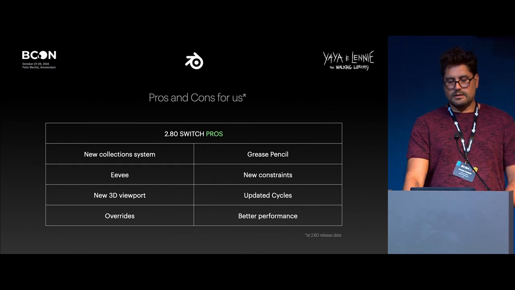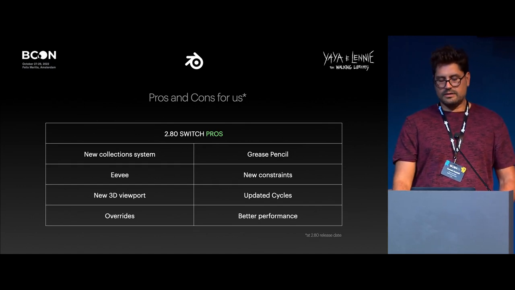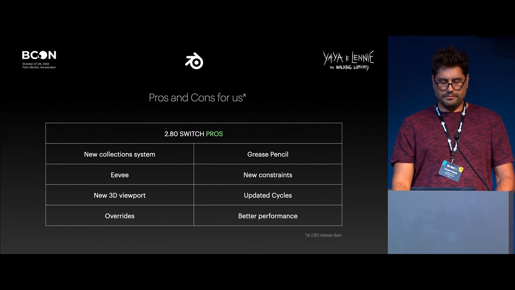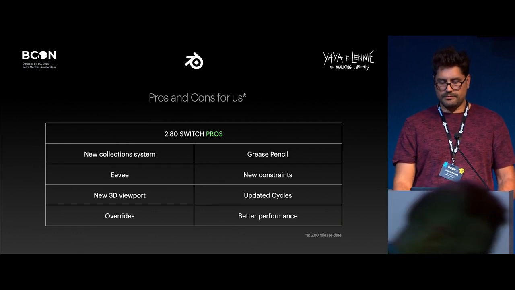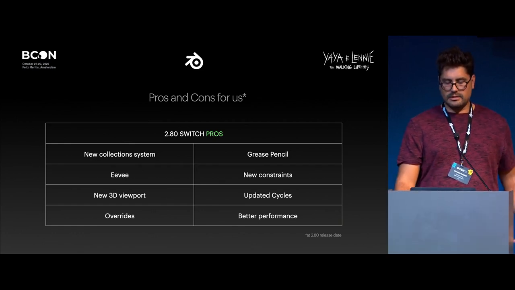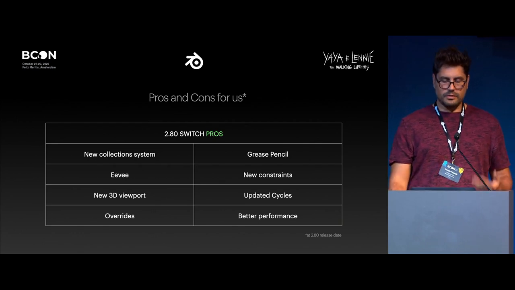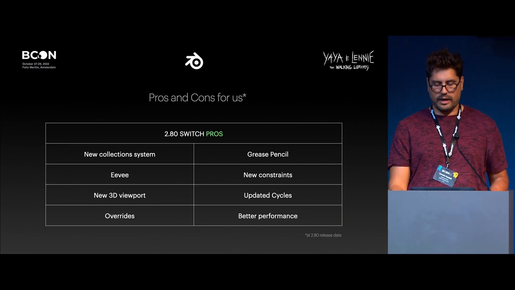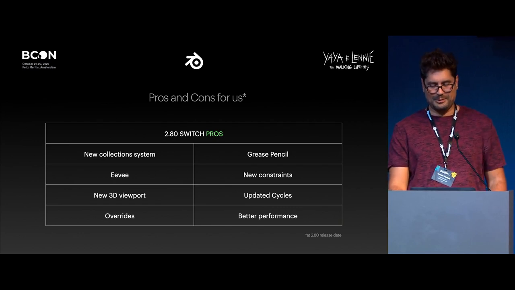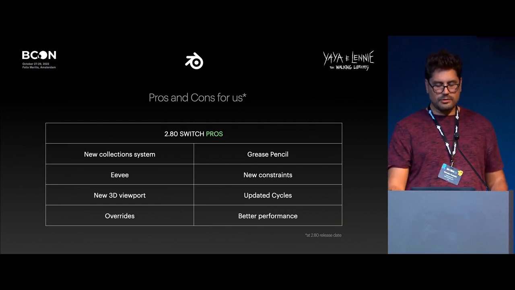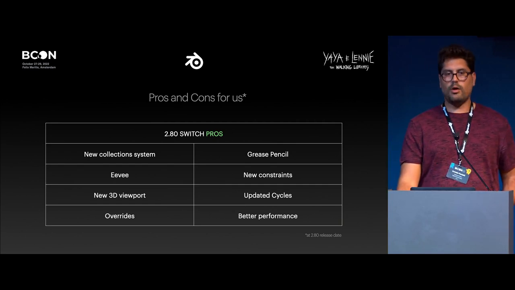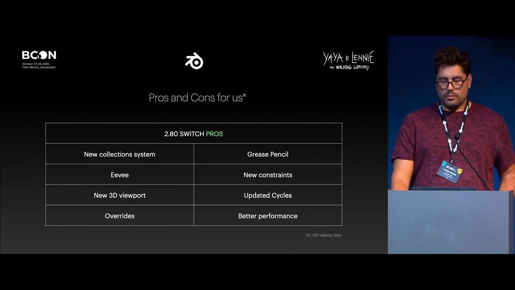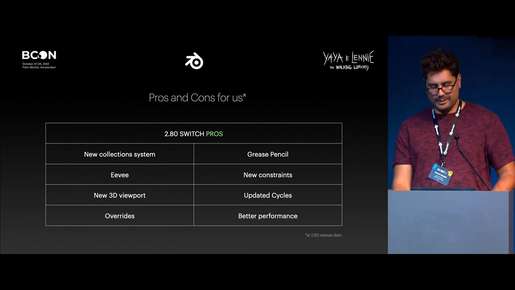Then, I had this new fantastic 2.8 version, and I wanted to use it. It had a new collection system. There was Grease Pencil, more useful than ever. Eevee, I loved a tool like Eevee. I really wanted to use it. There were new constraints, a new 3D viewport, updated Cycles, overrides, better performance overall. It was all I could ask for. So why didn't I use it?